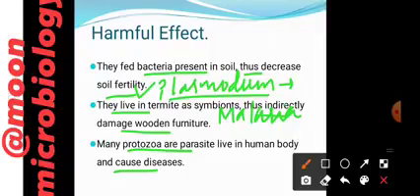The mode of nutrition can be obtained in many ways, such as holophytic, then holozoic. Then we saw the mixotrophic mode of nutrition and the saprophytic mode of nutrition. Then we saw the reproduction: they reproduce both asexually and sexually. Then we saw the classification, the seven classes according to their phyla of Protista. Then we saw the beneficial and harmful effects of protozoa.